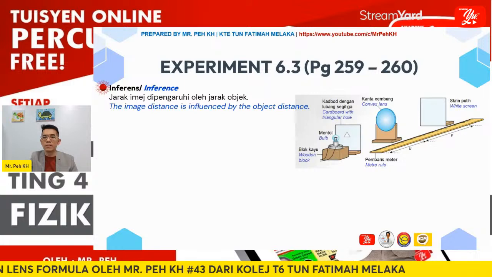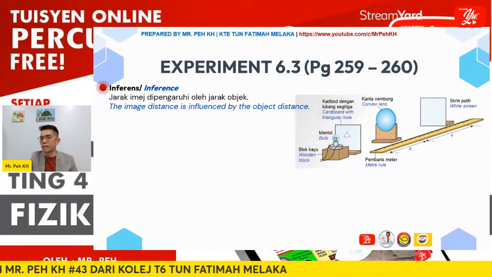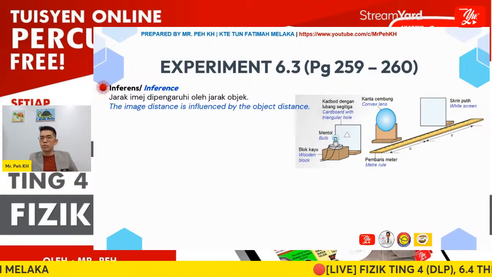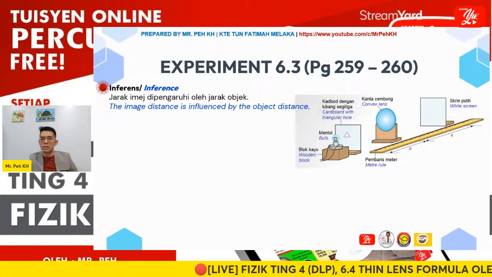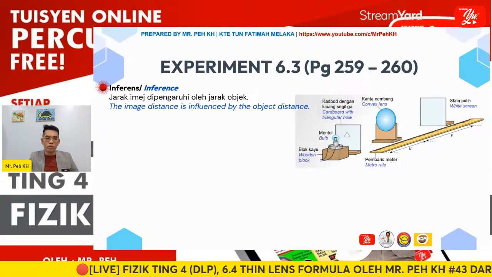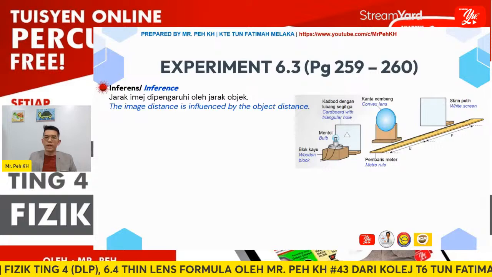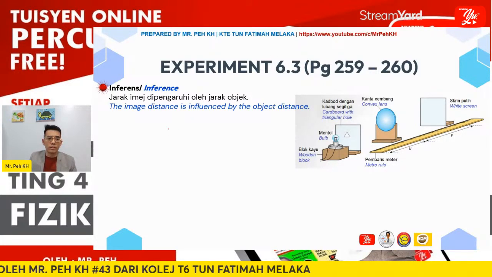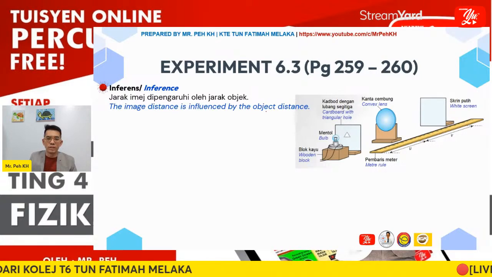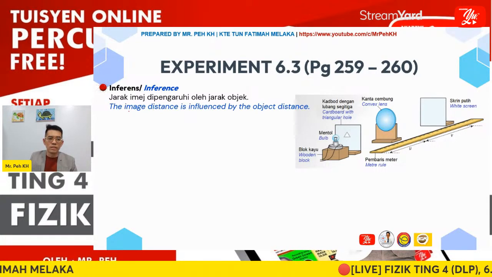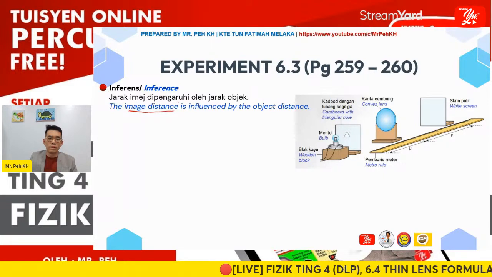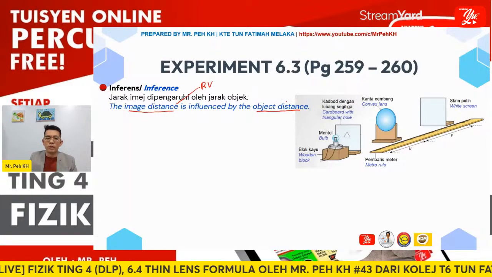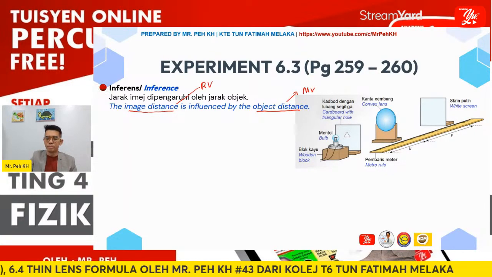So in this learning standard 1, we are going to focus on the experiment, which you are also able to relate to paper 3. This is the inference for the experiment, which you can get from your textbook. The inference will be: the image distance is influenced by the object distance. So here the image distance is our responding variable, and our object distance will be our manipulated variable.